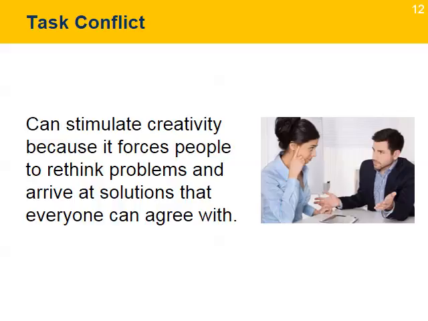Task conflict is often effective in stimulating creativity because it forces people to rethink problems and arrive at solutions that everyone can agree with. Different opinions, viewpoints, decisions, and proposed changes are some of the chief causes of task conflict. Task or cognitive conflict has been shown to have a positive effect on team performance. The goal for the project leader is balancing the task conflict to avoid it from becoming relationship conflict.